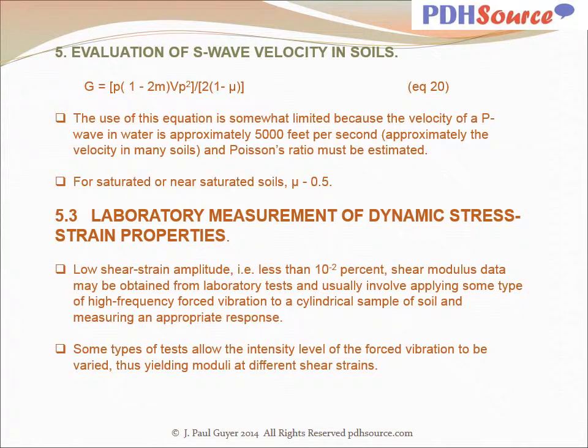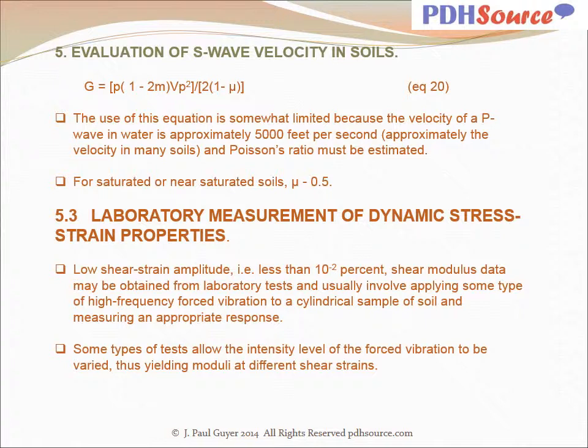Equation 20 on slide 35. The use of this equation is somewhat limited because the velocity of a P wave in water is approximately 5,000 feet per second, approximately the velocity in many soils, and Poisson's ratio must be estimated. For saturated or near saturated soils, mu of 0.5 is appropriate.